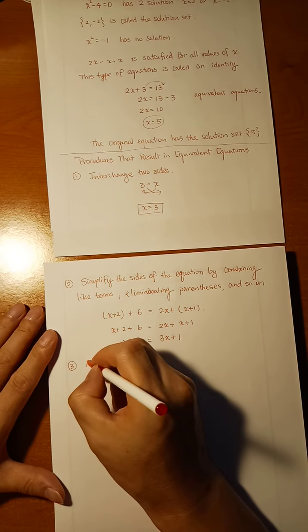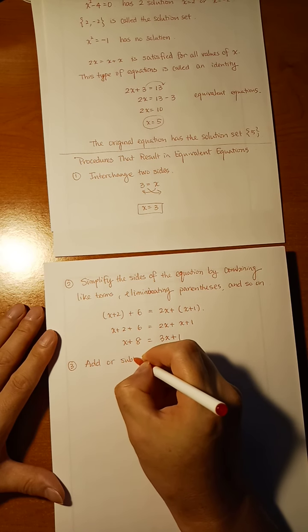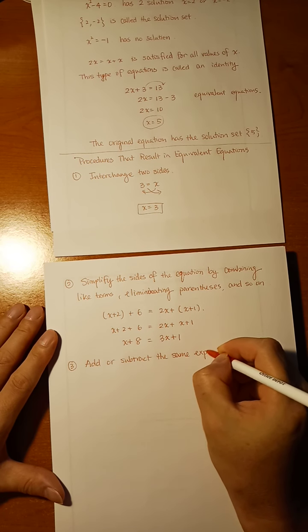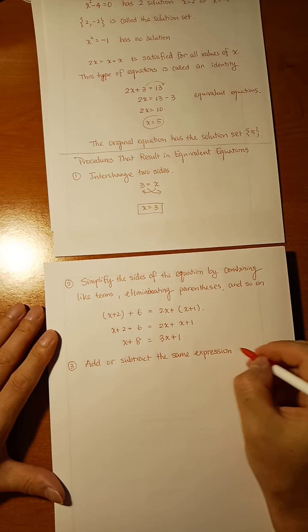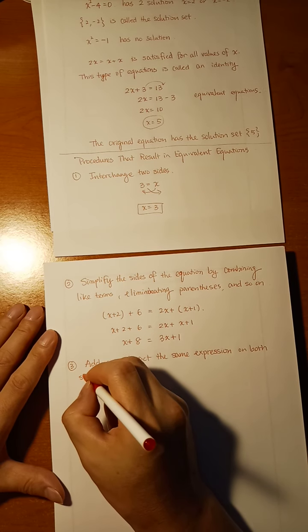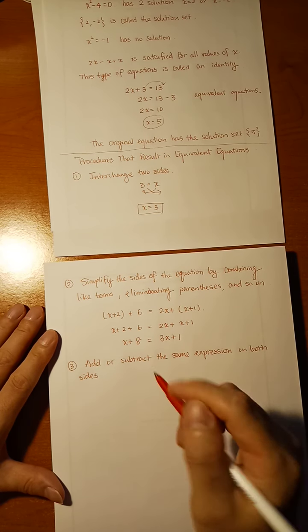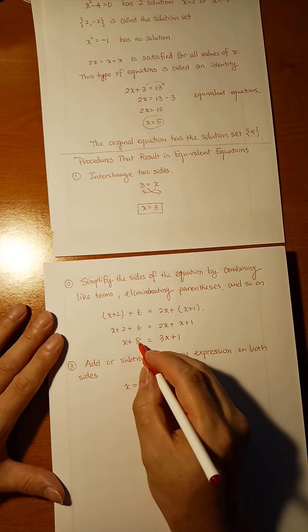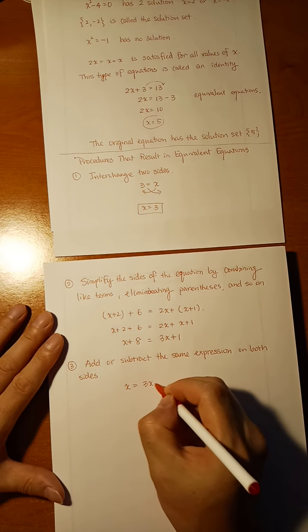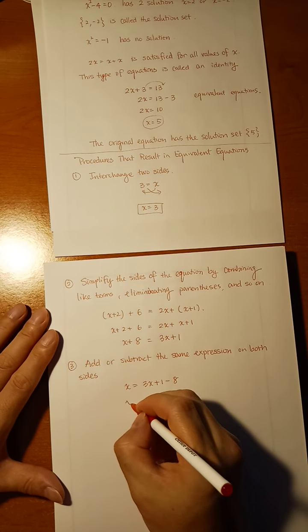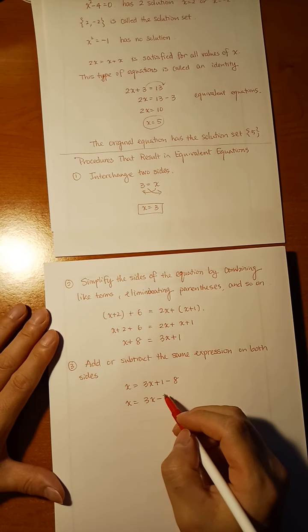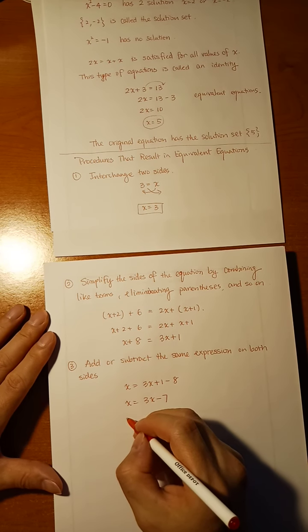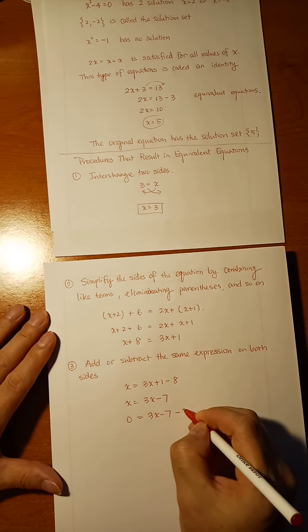And third, you can add or subtract the same expressions on both sides. Which means, you see here, we start from this place. We're going to subtract 8 from two sides. We subtract 8 from the left side, 8 minus 8 disappears. We subtract 8 on the right side, you will get minus 7. And now we're going to subtract x from two sides because here we have x. So you get 0 here, and here you get 3x minus 7 and minus x.